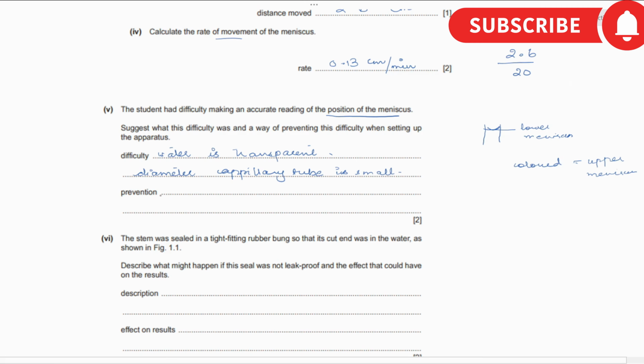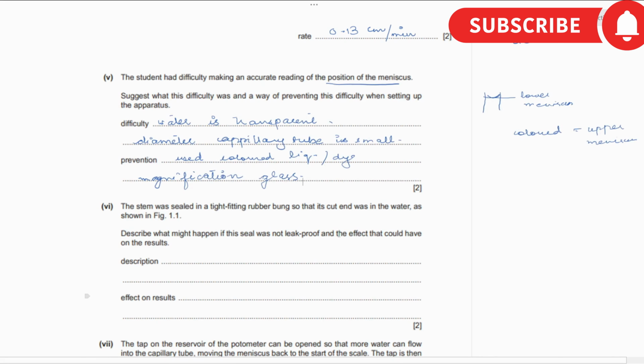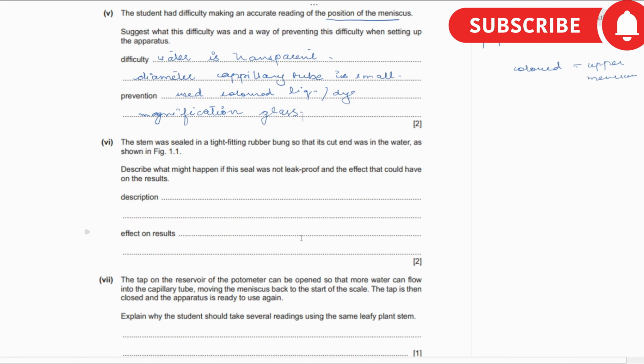Now, how to overcome it? For the first one, we have to use colored liquid or colored water. We can use dye to make it colored. And when we use the capillary tube, because it is very small, we can use a magnification glass. We have to keep in mind that it should be on eye level, so there won't be any error. It's the first thing that we need to keep in mind while taking the reading.